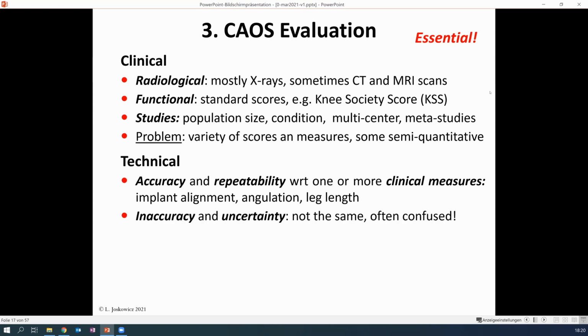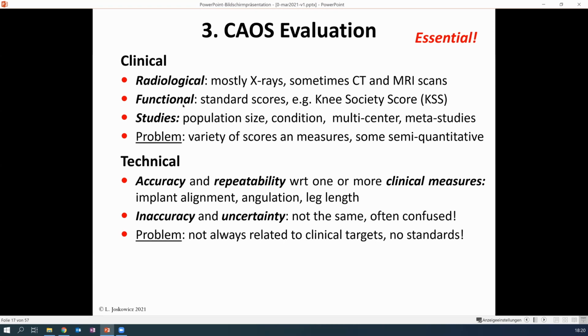And we have some of the clinical measures, for example, implant alignment, angulation, leg length. These are clinical parameters, but we can measure them, okay? Unlike the knee scores, unlike the functional score. And then we're on solid ground, because this is something we can compare across and measure. And one key issue that I'm going to talk about is the issue of inaccuracy and uncertainty. These two concepts are very often mixed up, and I'll show you why this can lead to wrong conclusions.